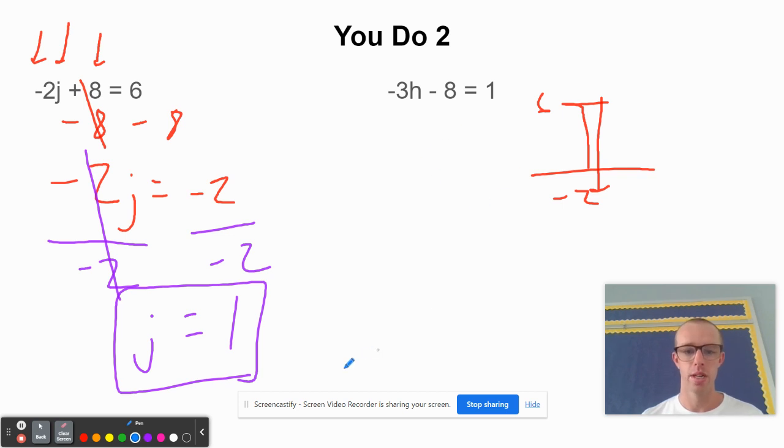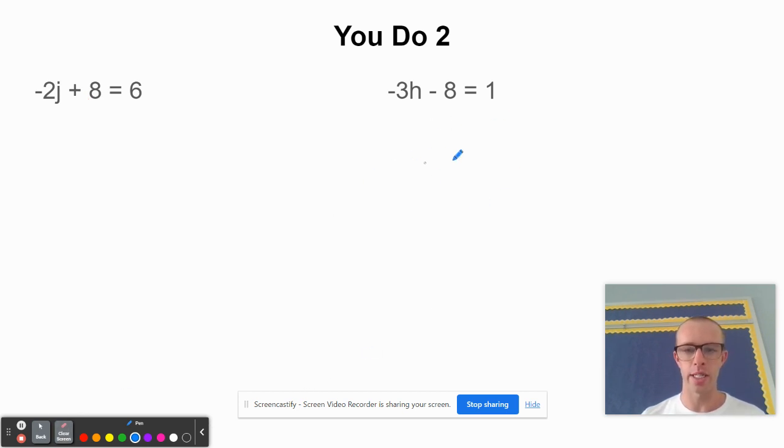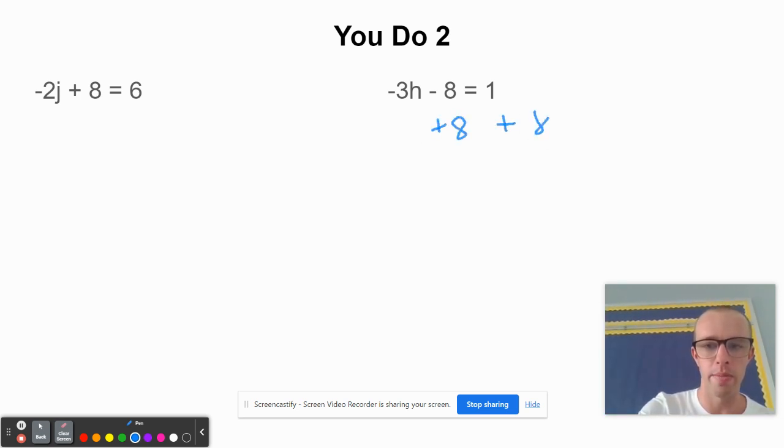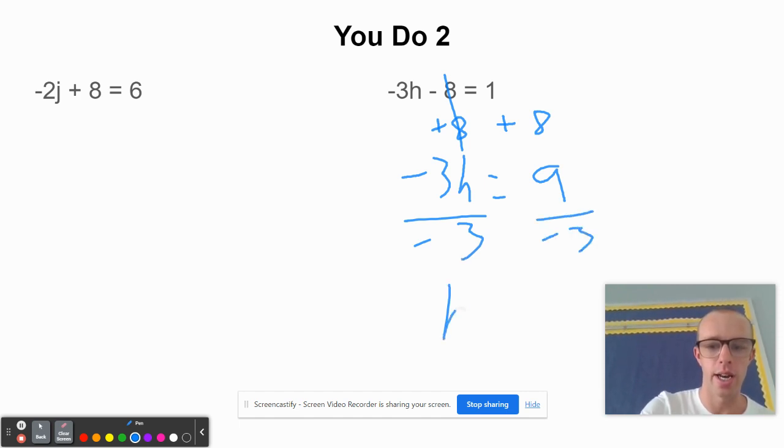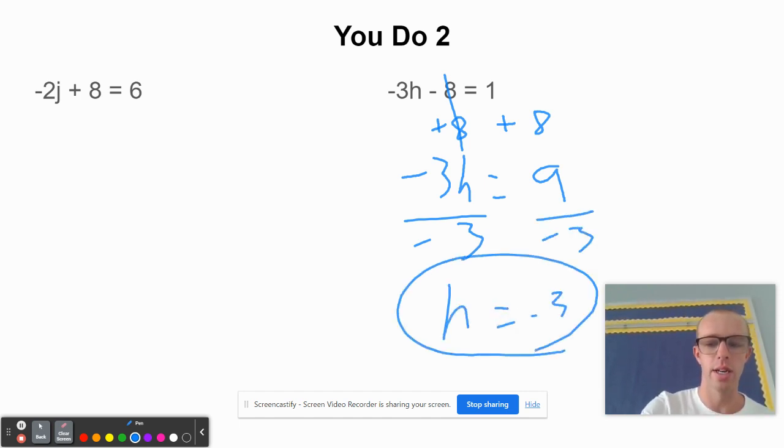All right, let's clear this out. Last question. Again, I'll just go through it. Now you get it at this point. Subtract 8 from each side to get rid of a minus 8. These cancel. I get negative 3h equals 1 plus 8 is 9. Divide by negative 3 on each side, and I get h equals negative 3.